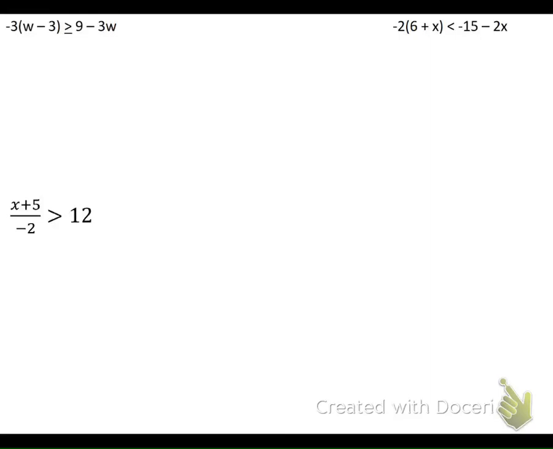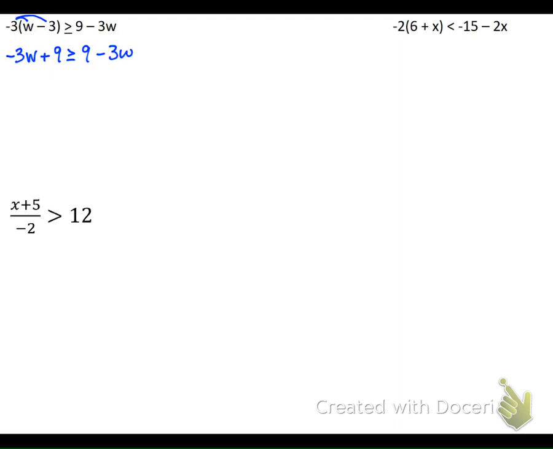Okay, so today we're going to do a couple of special cases of solving inequalities and then also introduce some word problems. With the first problem in the top left-hand corner, we want to go ahead and just solve it regularly. So I'm going to distribute. On the left-hand side, I'll get negative 3w plus 9 is greater than or equal to 9 minus 3w.